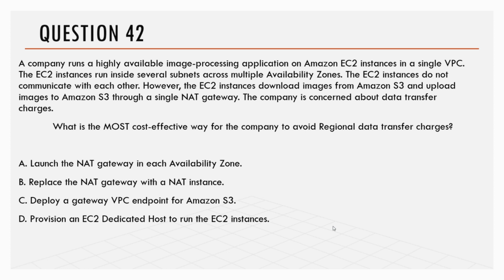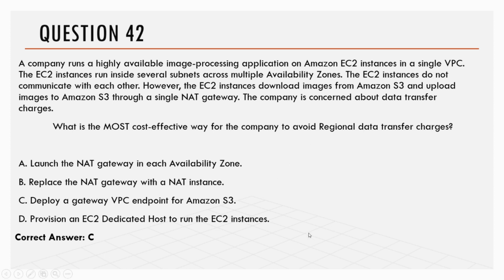C, deploy a gateway VPC endpoint for Amazon S3. D, provision an EC2 dedicated host to run the EC2 instances. And the correct option is C, deploy a gateway VPC endpoint for Amazon S3.